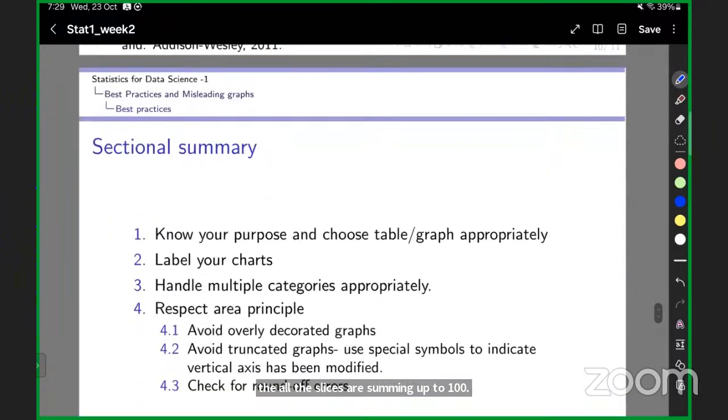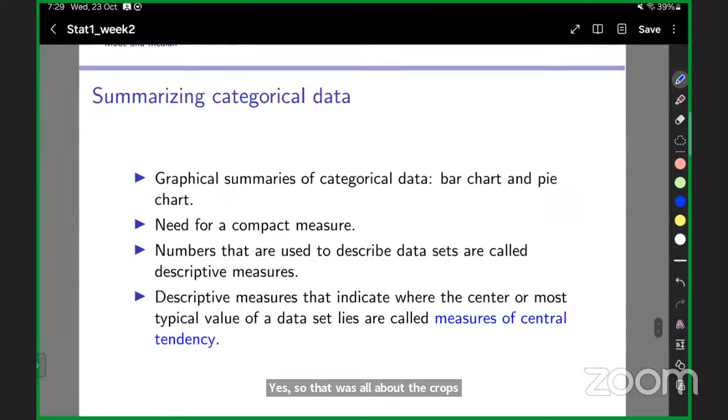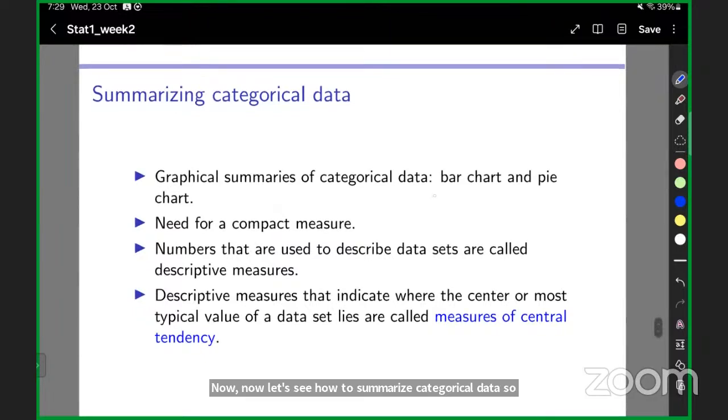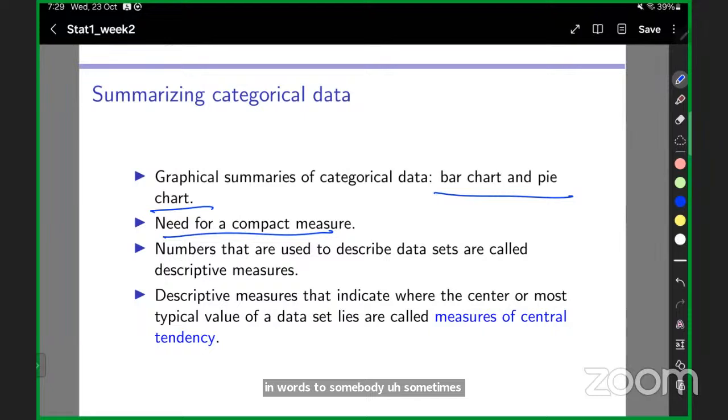Yes. So that was all about the graphs. Now let's see how to summarize categorical data. We can definitely plot charts, bar chart and pie chart, and represent the data. But we need something a little bit more compact, like you can tell in words to somebody. So we need some compact measure, and numbers that are used to describe data are called descriptive measures. Descriptive measures that indicate where the center or most typical value of a data set lies are called measures of central tendency.